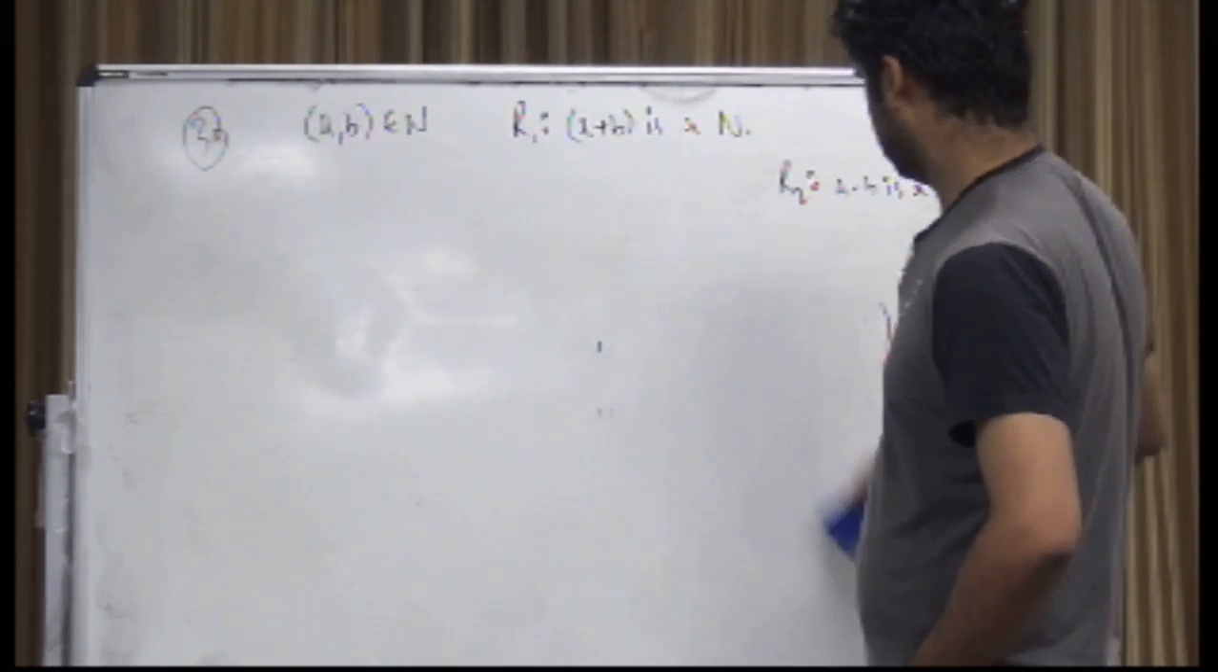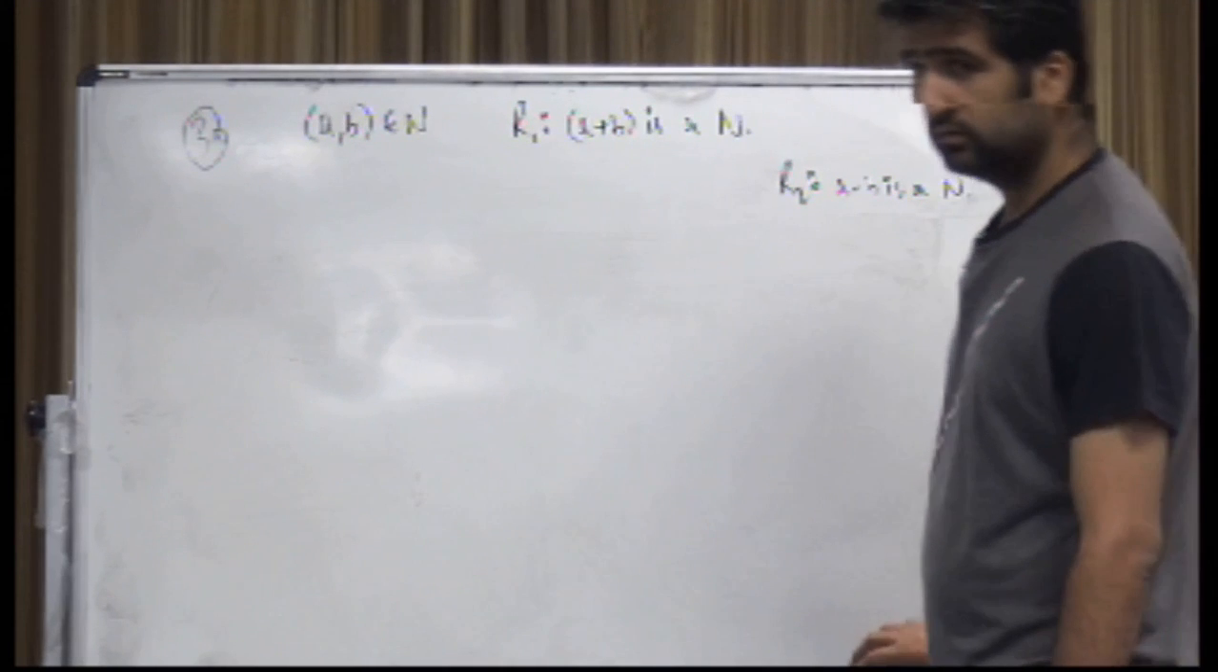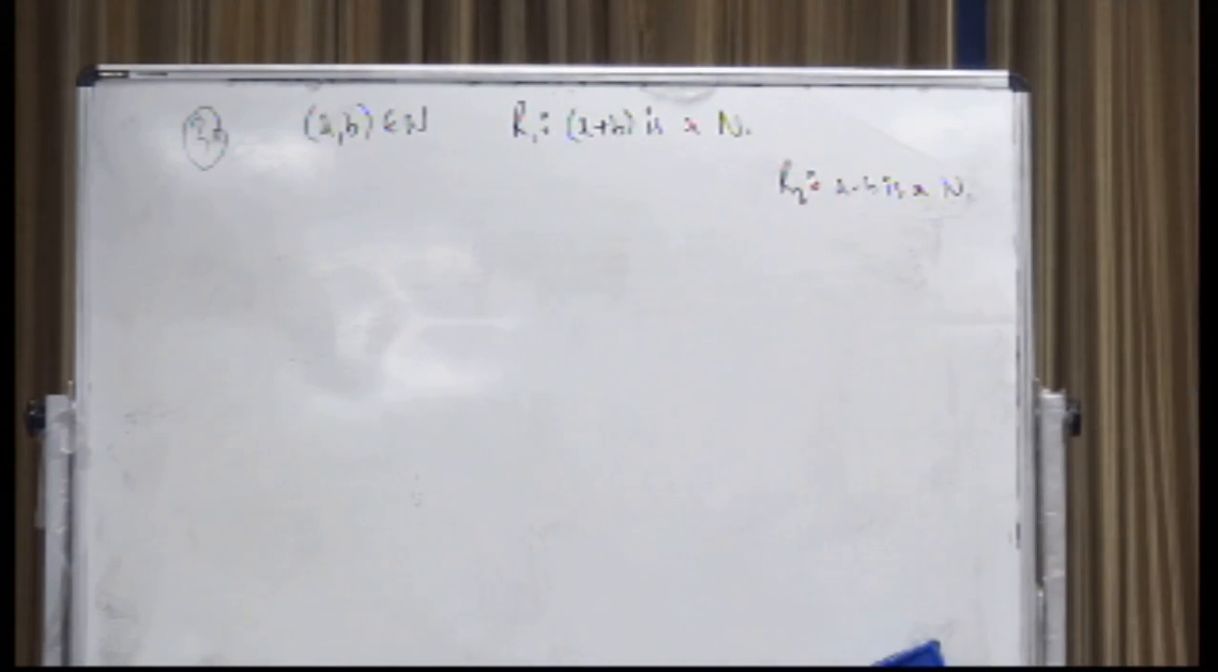So just tell me what all properties the other one satisfies. R2 satisfies reflexive. A minus A is a natural number. It will be 0. Symmetric will not hold either. Check once. R2 will satisfy all the calculations.